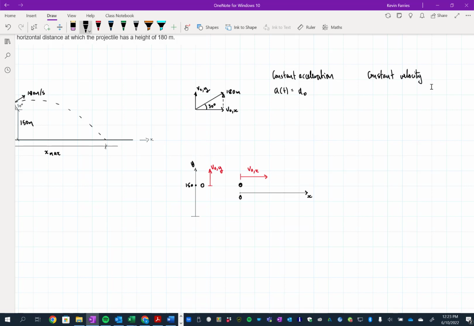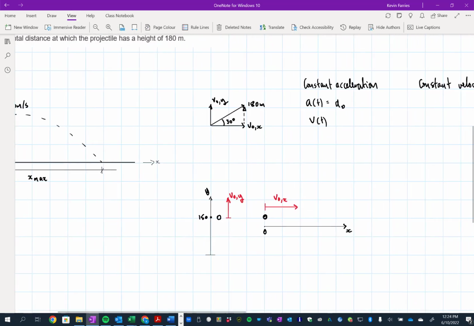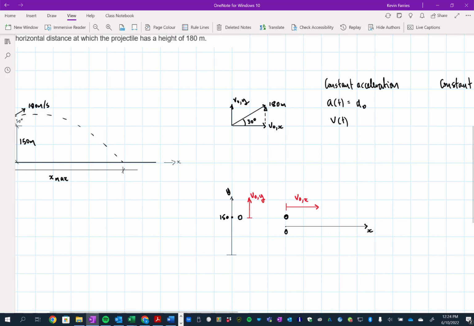So the equation of motion for constant acceleration: the acceleration at time t is just a naught, it's constant. Then we've got the velocity at time t, which is going to be equal to initial velocity plus acceleration times time.